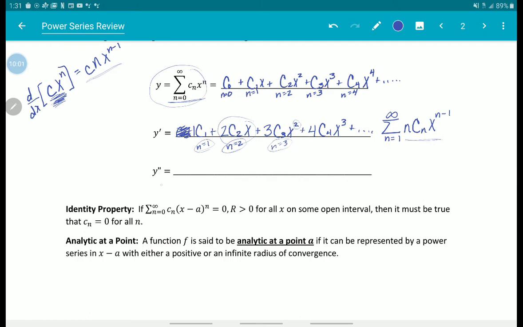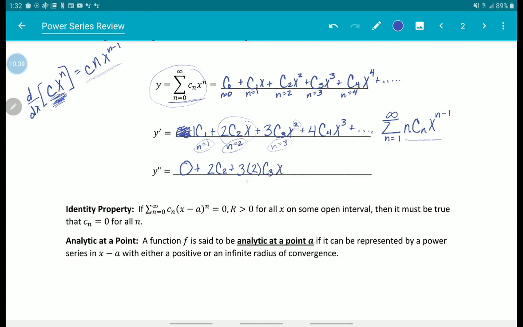Now, let's continue with this. What if we want to take a second derivative? Second derivatives kind of work the same way. We're going to take the derivative piecewise. So if I take the derivative of that first piece or that first term, the derivative of a constant is going to go to 0. If I take the derivative of the second term, I'm going to have a 2c2. If I take the derivative of the third term, I would have a 3 there. I would bring the exponent down, and then I would subtract 1 from the exponent.